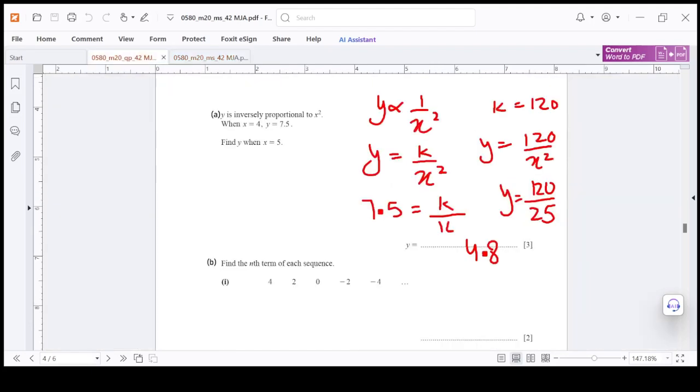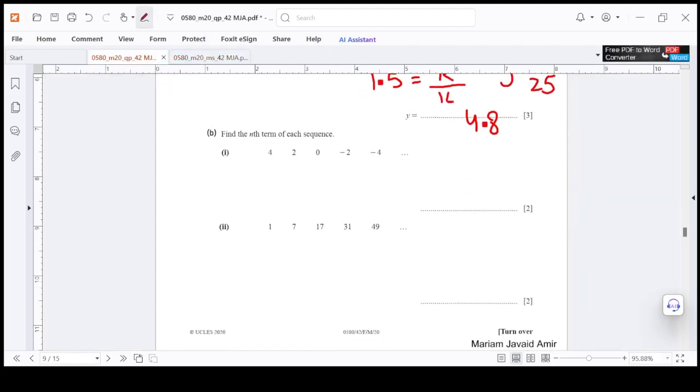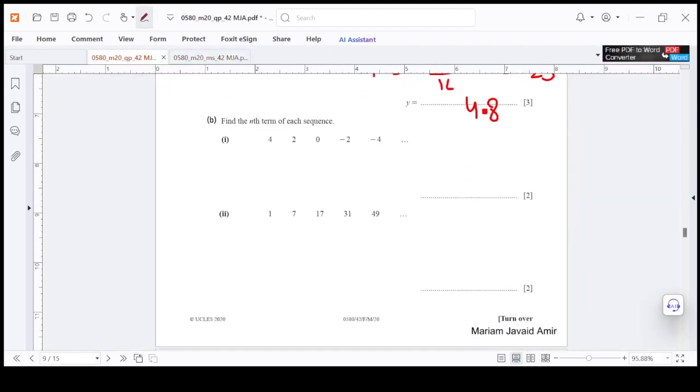Correct. Thank God. Okay. Find the nth term of each sequence. Okay, what do we have here? Let's check. It's -2, again -2, again -2, again -2.